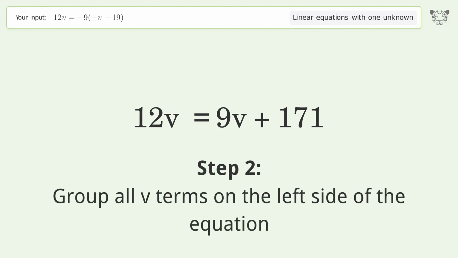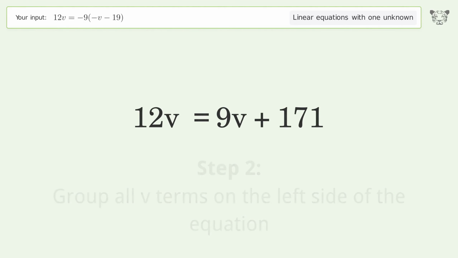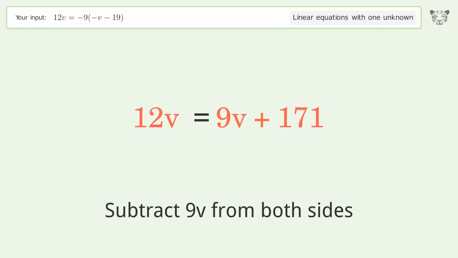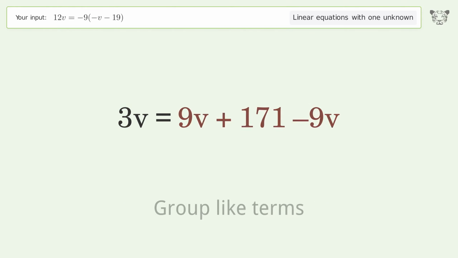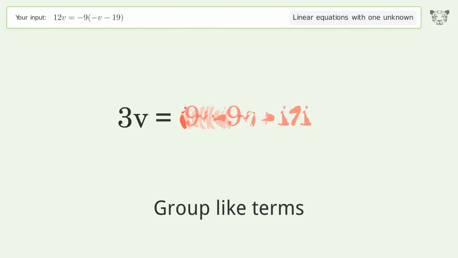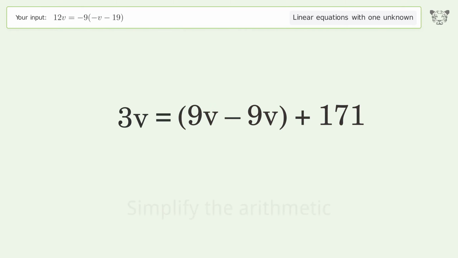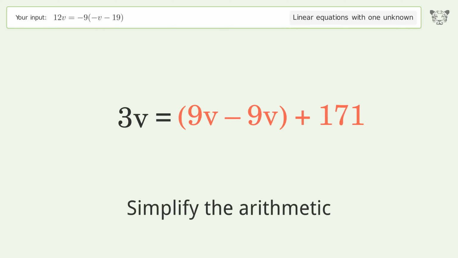Group all v terms on the left side of the equation. Subtract 9v from both sides. Simplify the arithmetic. Group like terms. Simplify the arithmetic.